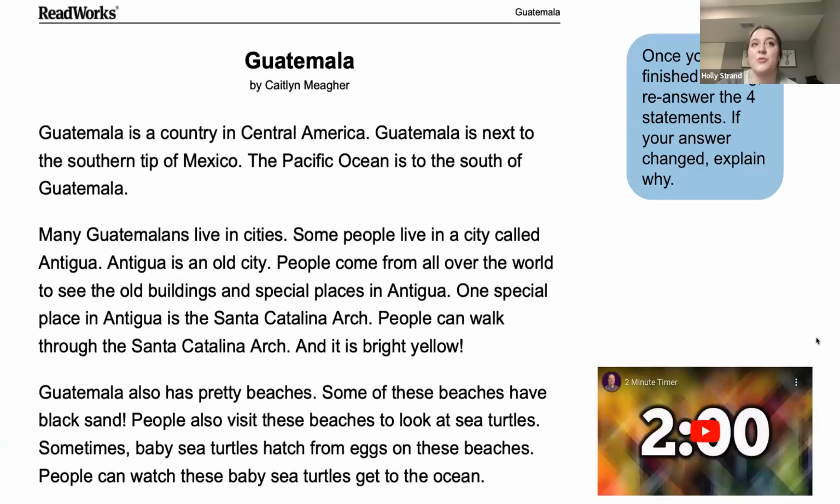Perfect. So we're going to read a super short article. You'll have about 2 minutes. Once you've finished reading, you're going to re-answer the 4 statements. I'll put those in the chat here shortly as well. If your answer changed, explain why.